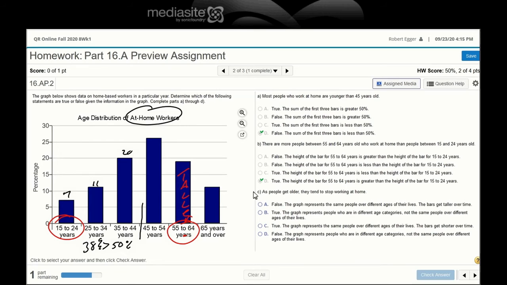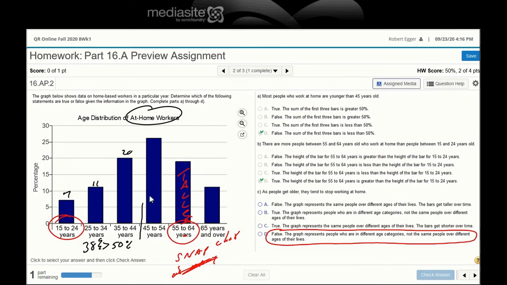Okay. Remember from the tutorial, we had something very similar to this one, and we based it on this guy here. That's false, because the graph represents people who are in different age categories, not the same people over different ages of their lives. Like this is a snapshot of workers today.